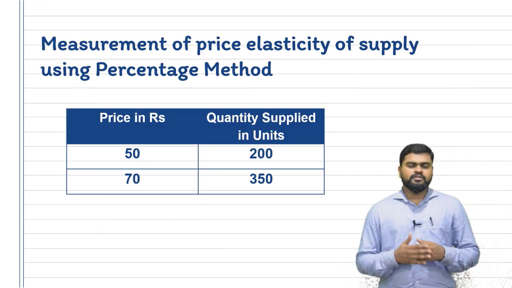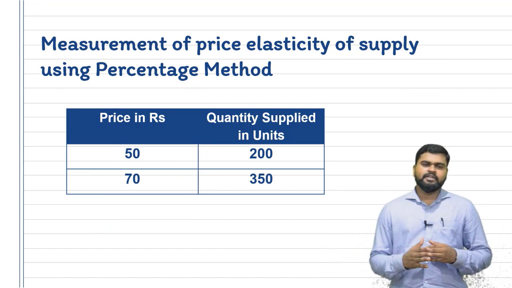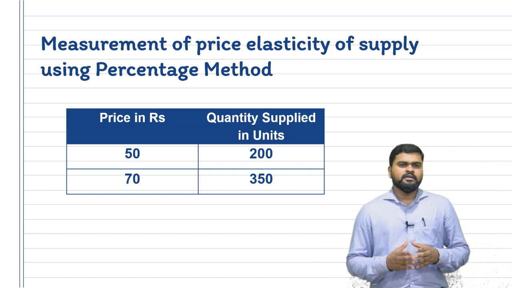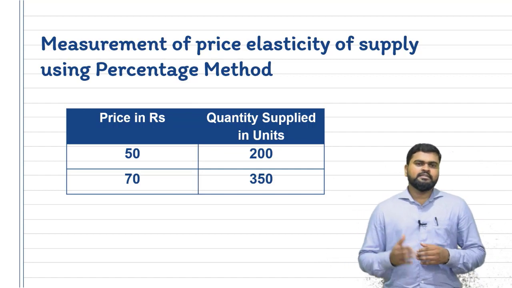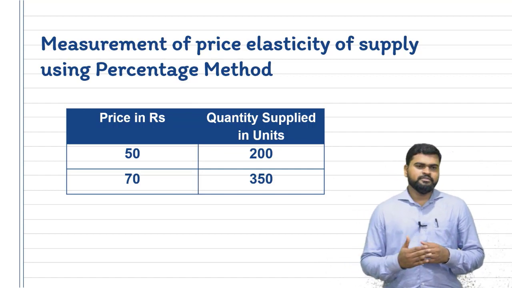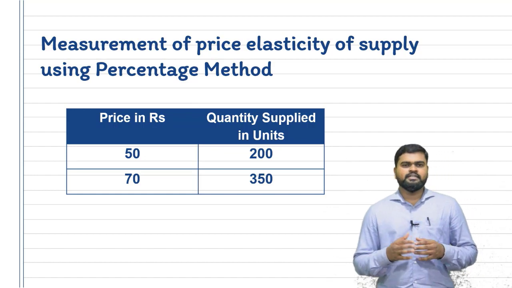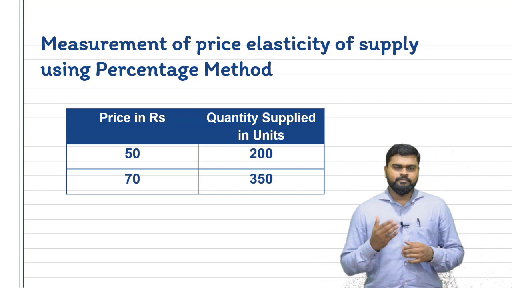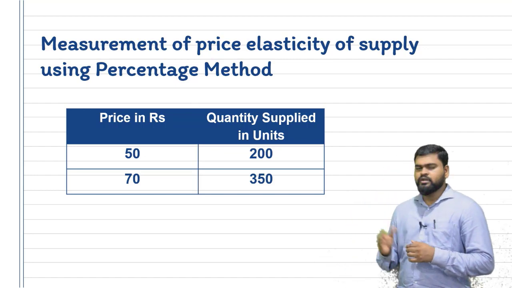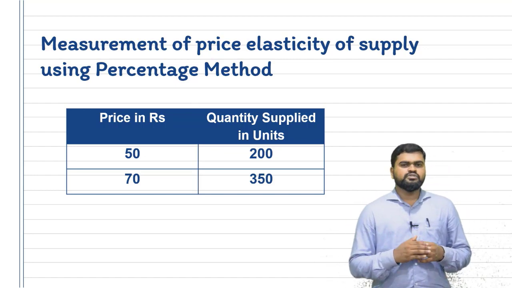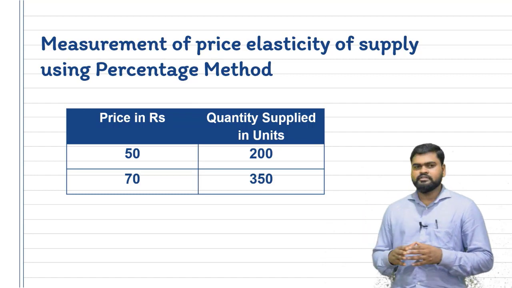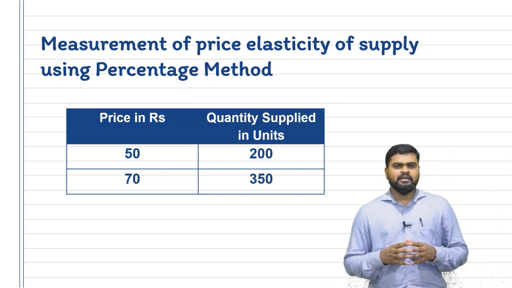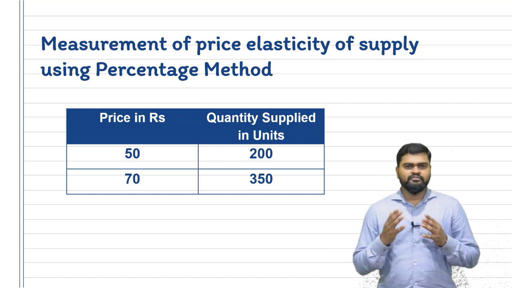Now let's move on to the last part of supply, that is measurement of price elasticity of supply using the percentage method. In this we are going to calculate elasticity using the percentage method. So we have the schedule, that is price in rupees and quantity supply in units. Price is 50, quantity supply is 200, price increased to 70, quantity supply also increased to 350. Now to calculate elasticity of supply using the percentage method, we have 3 steps.